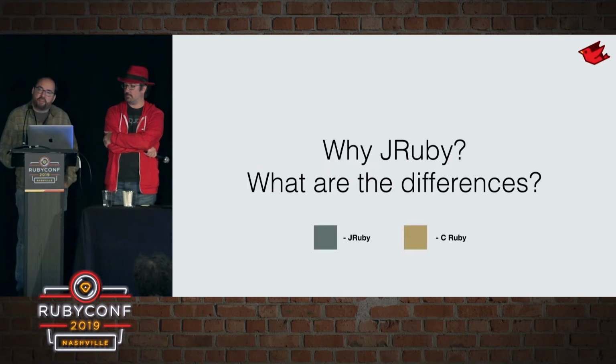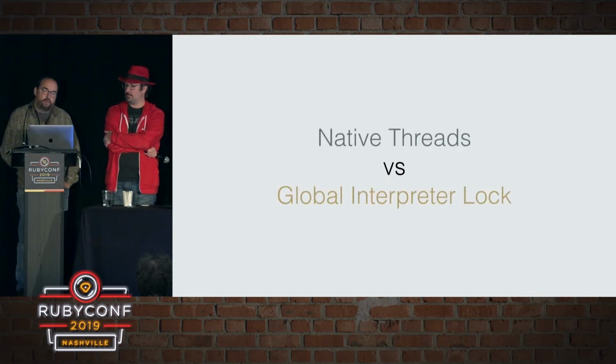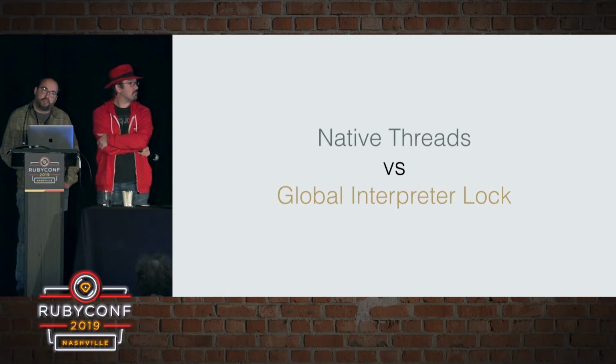But it's easy enough to install, but why would you want to use it? And what differences are there with CRuby? Probably the biggest feature we have is that we can concurrently execute Ruby with native threads versus CRuby, which has a global interpreter lock. They actually can do stuff across threads, but it's only when like a system call's executing. And so you don't normally see much benefit from it.